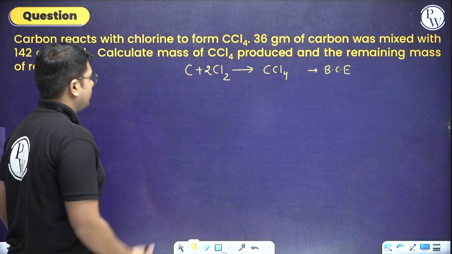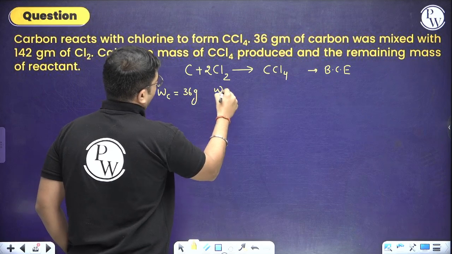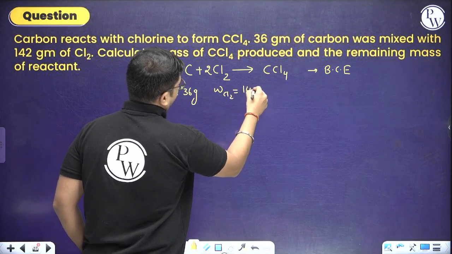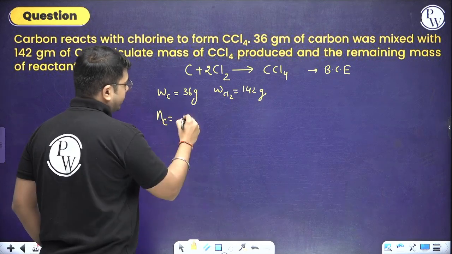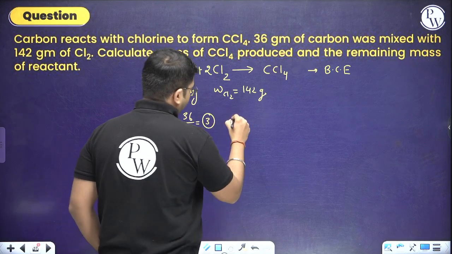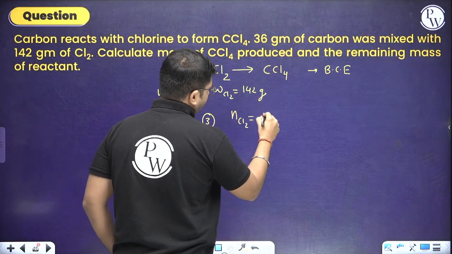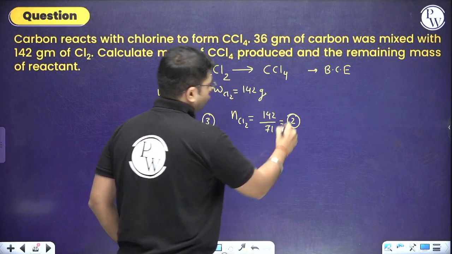Okay. Second part is W of carbon is given, which is 36 gram. W of Cl2 is given, which is 142 grams. Can we calculate the moles? Number of moles of carbon is given weight divided by its molar mass, which is 3. Number of moles of Cl2 is given weight divided by molar mass, which is 71, that is 2.